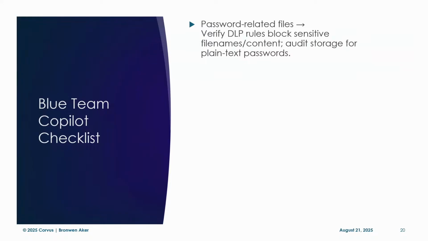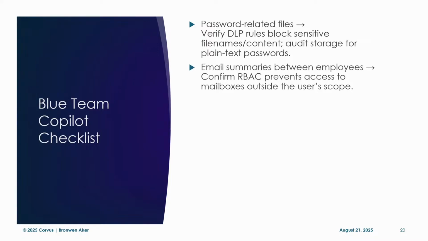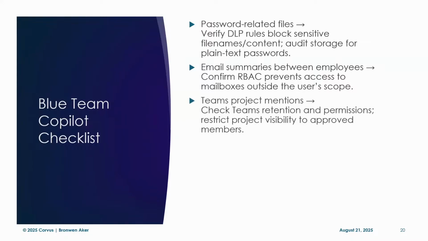So if you're a blue teamer, you want to double check your password-related files, verify that your DLP rules block sensitive file names. You want to make sure that maybe Copilot doesn't have access to these things. You want to make sure that the role-based access control prevents people from accessing other people's mailboxes. I can't tell you how many pen test reports I've read where basically everyone in the company could read everybody else's email and they didn't see anything wrong with it.